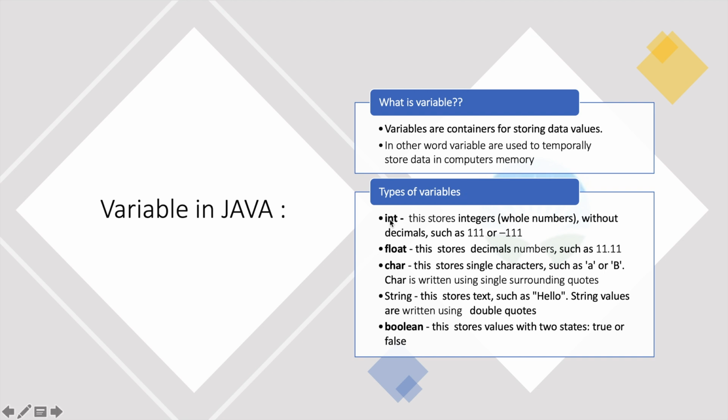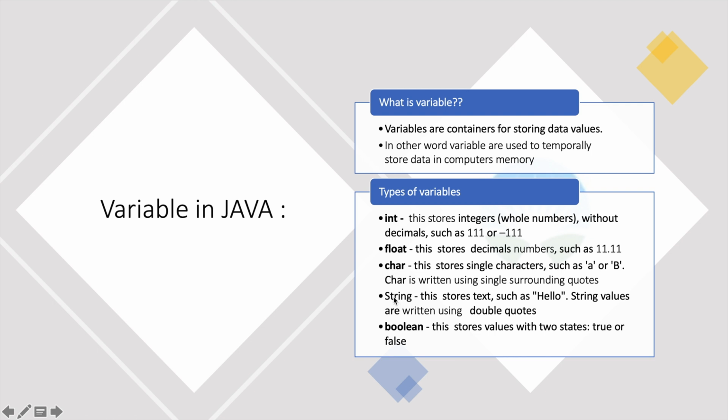We have int here. If you say int, it will store an integer, a whole number without a decimal, such as 11 or -11. Those are taken care of by int. And we have float, which takes a decimal number, such as 1.11 or 1.12. We also have char, which stores a character, such as the alphabet A or B. Those things can be taken care of by char.